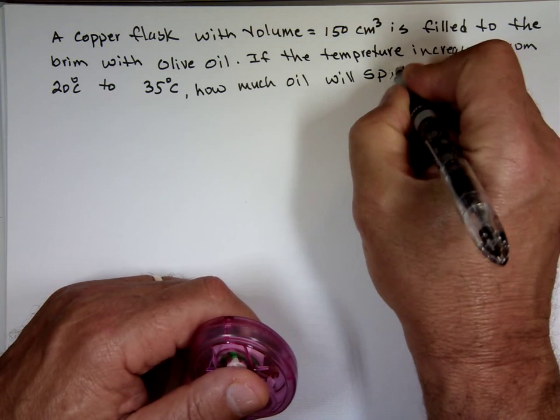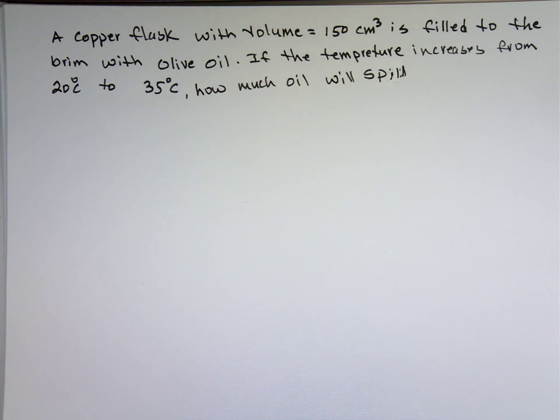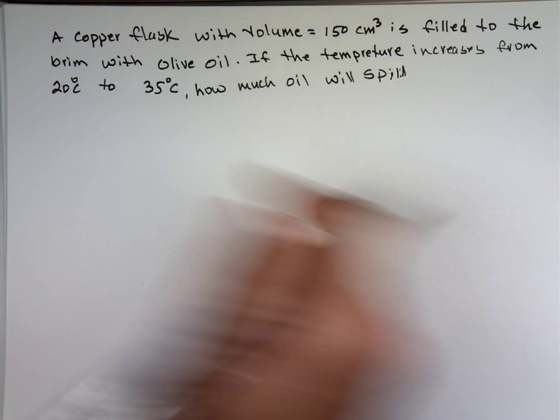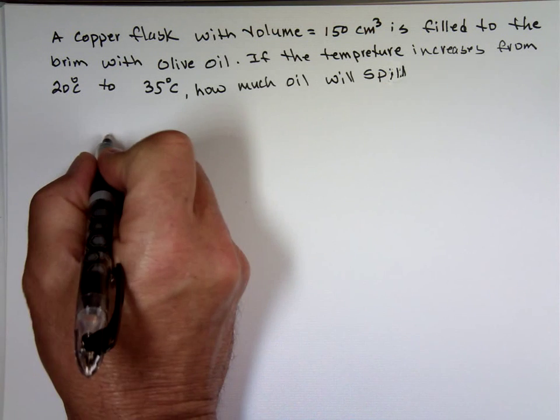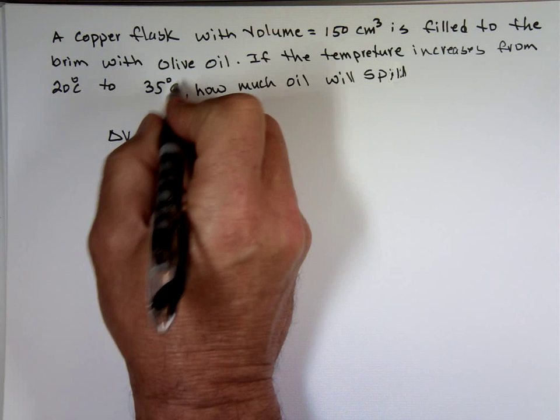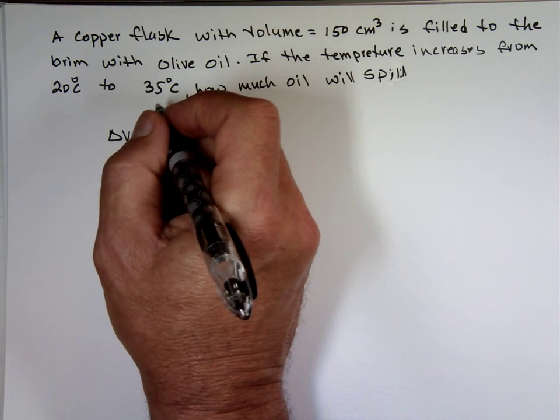Dots. How much oil spills out? Well, we need to know the change in the volume of the oil, by how much the volume of the oil changes. Now, this is actually liquid. For liquid, we use beta instead of alpha.